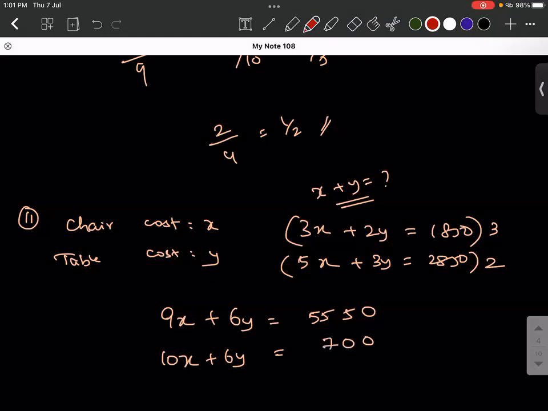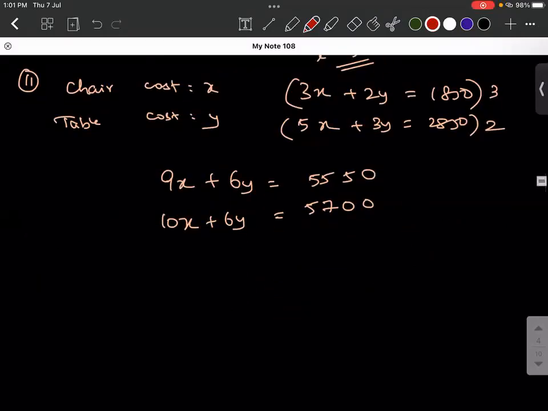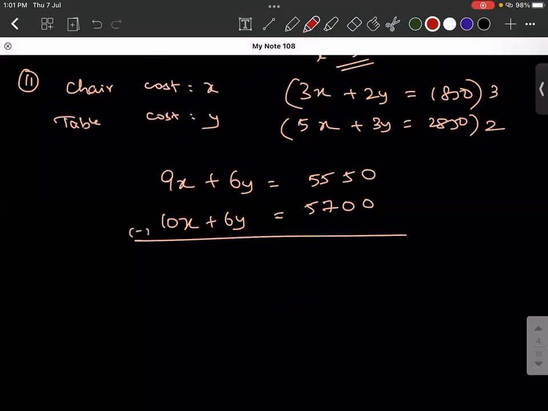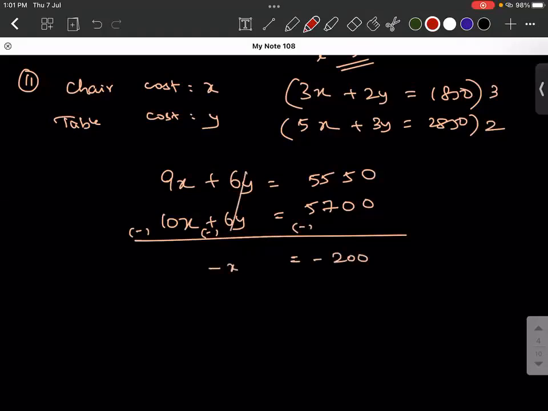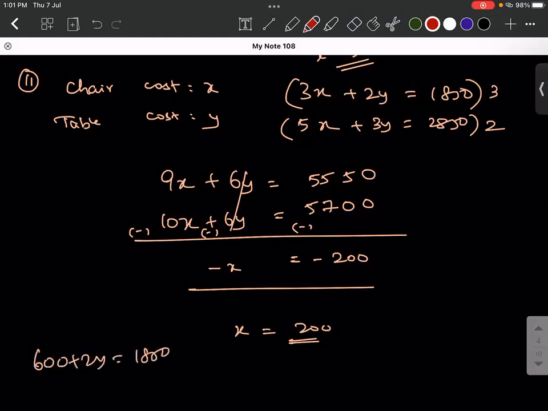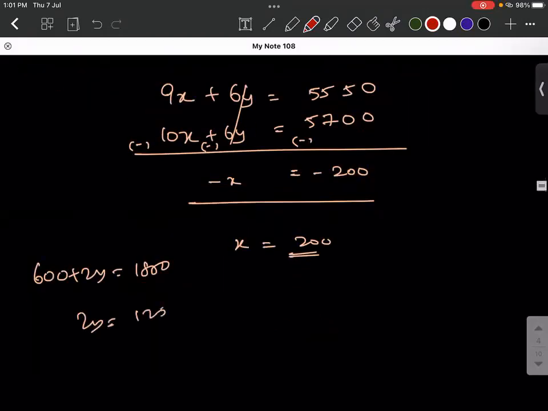How much is it coming? 5,700. So when you subtract both, you get minus x here. This will get cancelled. So x is equal to 200, 850 here. So x is 200 means 600 plus 2y is equal to 1850. So 2y will be equal to 1250. 150 here. Oh, sorry. Yeah, 150. So x is 150.